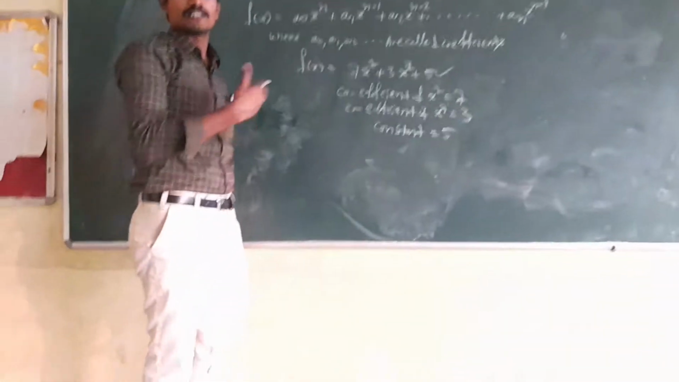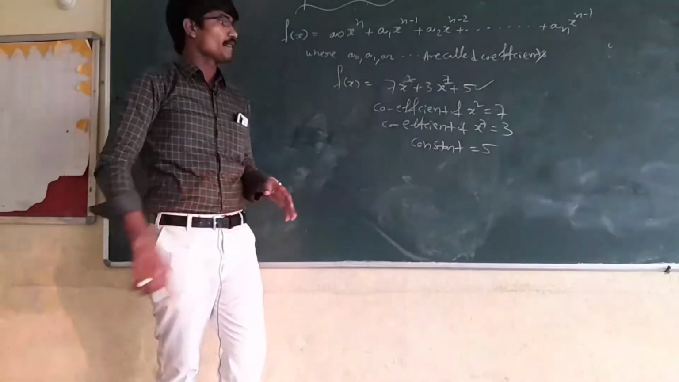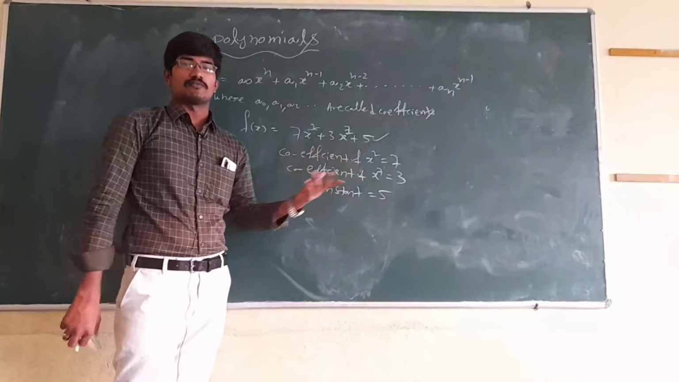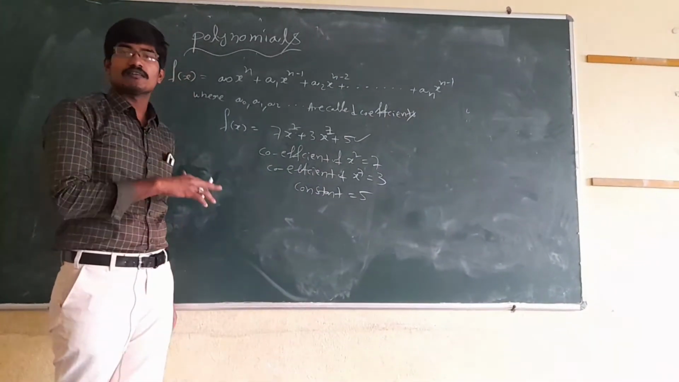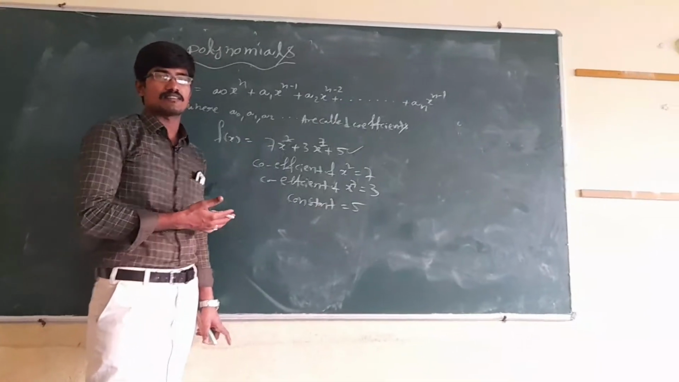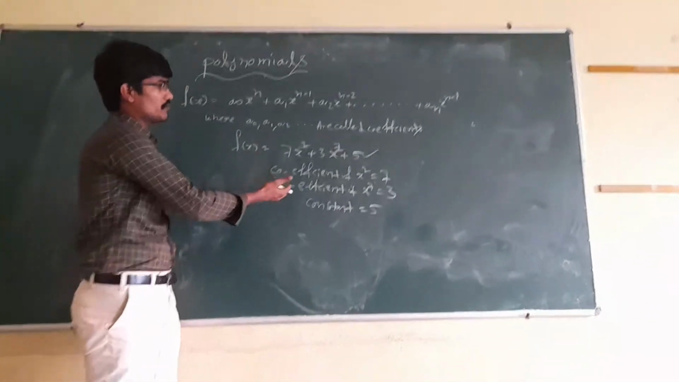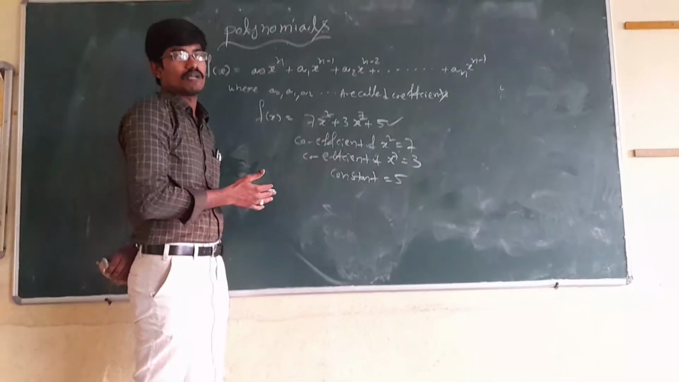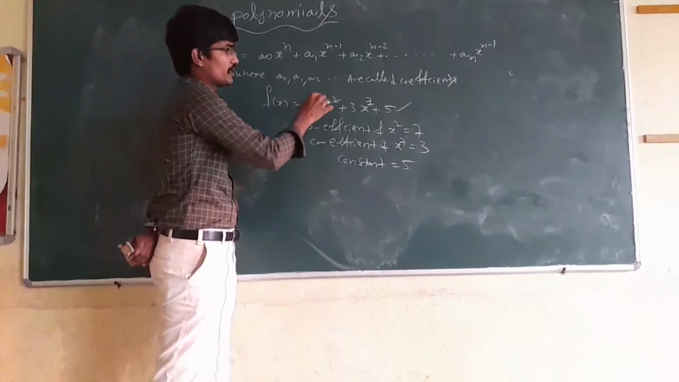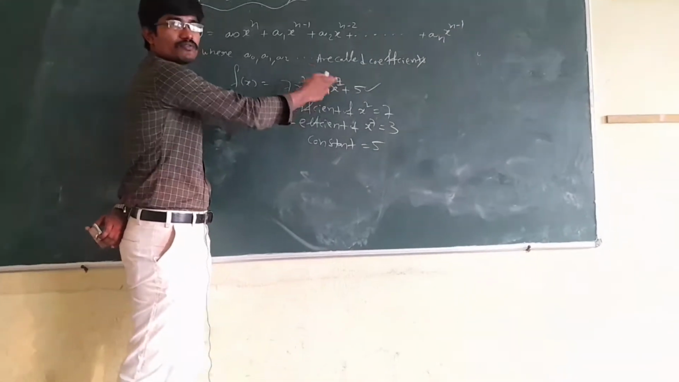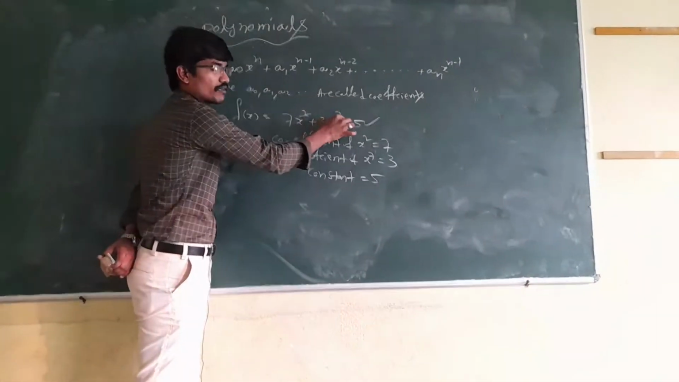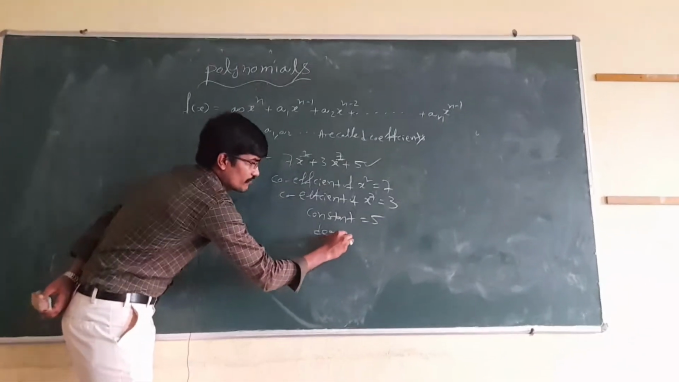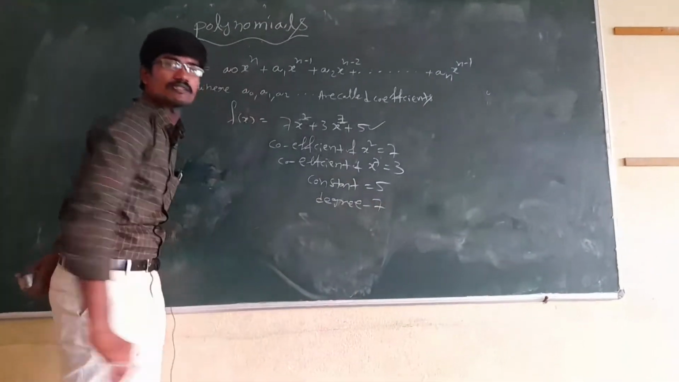And they will also ask what is the degree. Degree means the highest variable power is called the degree. Here x is the variable. What is the highest value of the x powers? Here 2, here 7. So the highest value is 7. So what is the degree here? The degree is equal to 7.